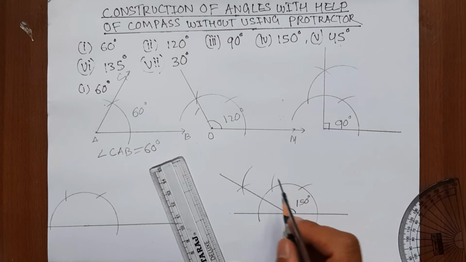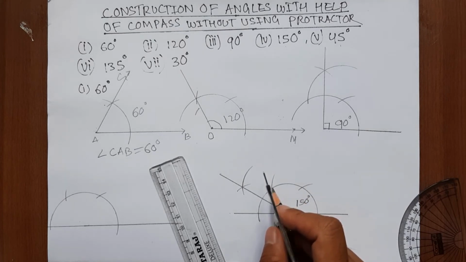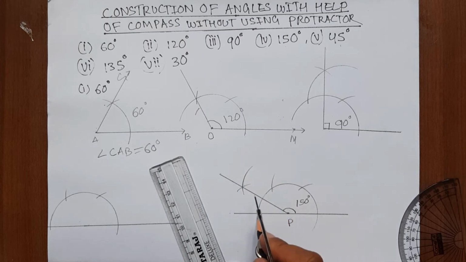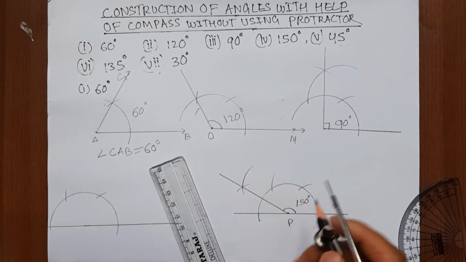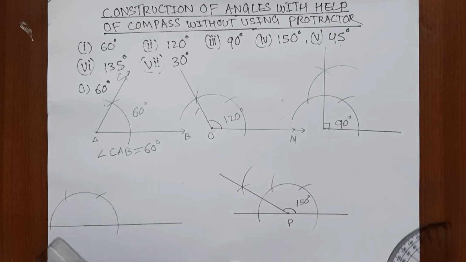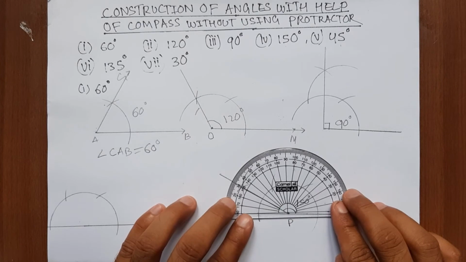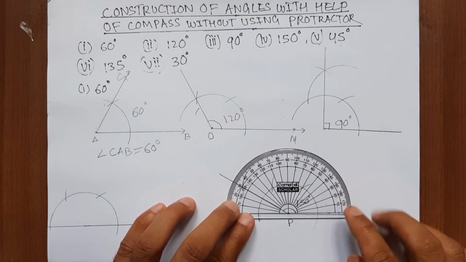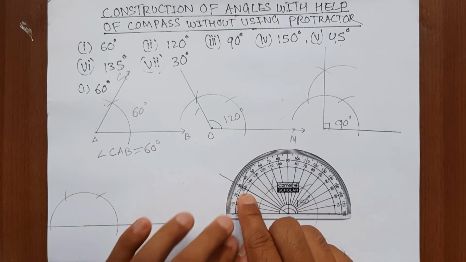First cut 60, second cut 120 degrees. From this 120 degrees we make an arc. This point is our 180 degrees. From this point also we make another arc, and from this intersecting point we draw a line. This is 150 degrees. Let us check. This is 150 degrees.